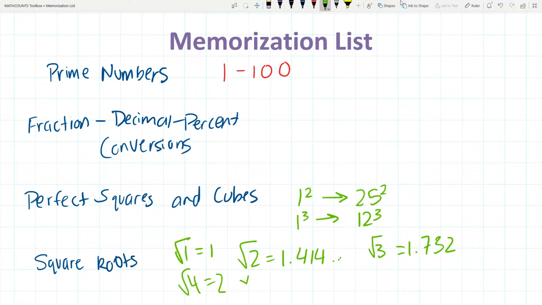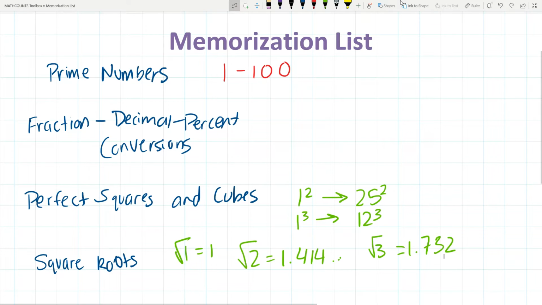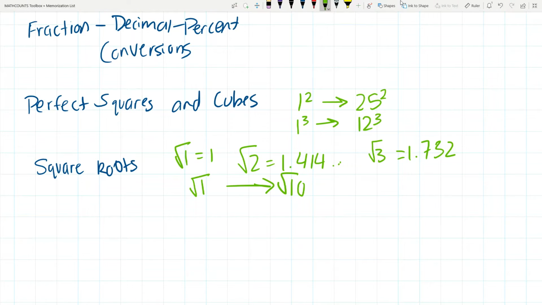I won't list all of them, but you get the idea, right? You should memorize the square root of 1 to the square root of 10, because that's kind of important. For example, if a problem asks you to round to the nearest 10 or round to the nearest 100, you need to know what the square root is to be able to round.